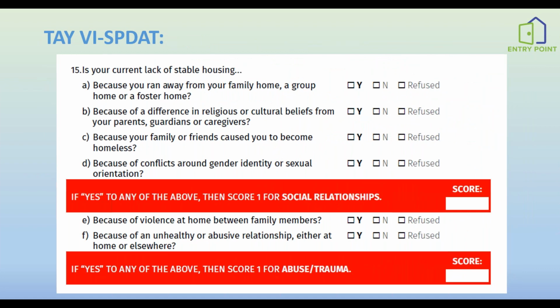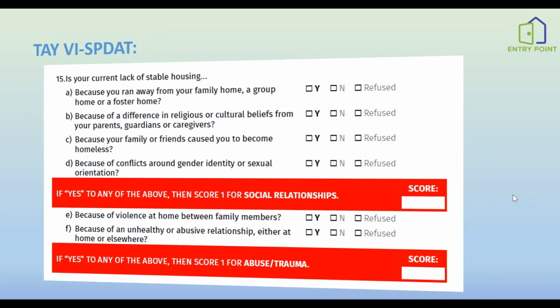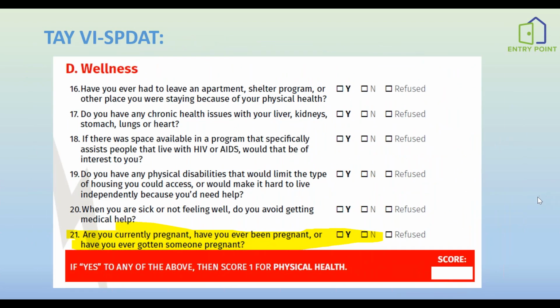The social relationships, domestic violence, abuse, trauma questions are pretty similar for the youth, but they're grouped a little bit differently. But you don't really need to trouble yourself with that because HMIS knows which one you're doing and how to count the scores. So just ask the questions on the page.